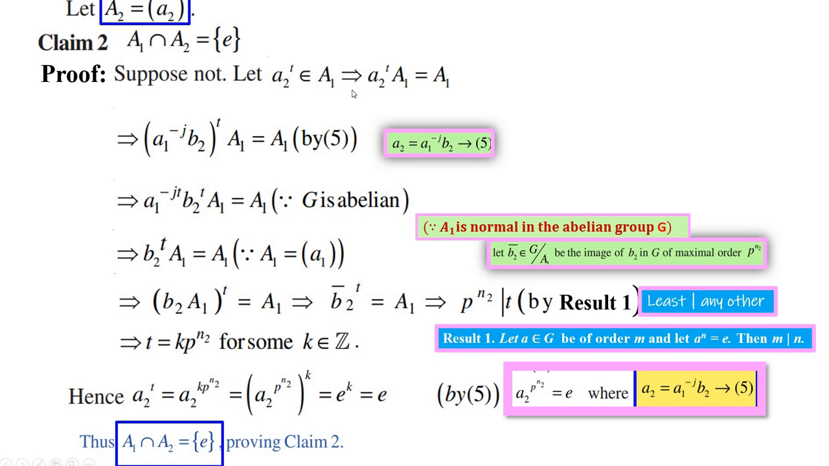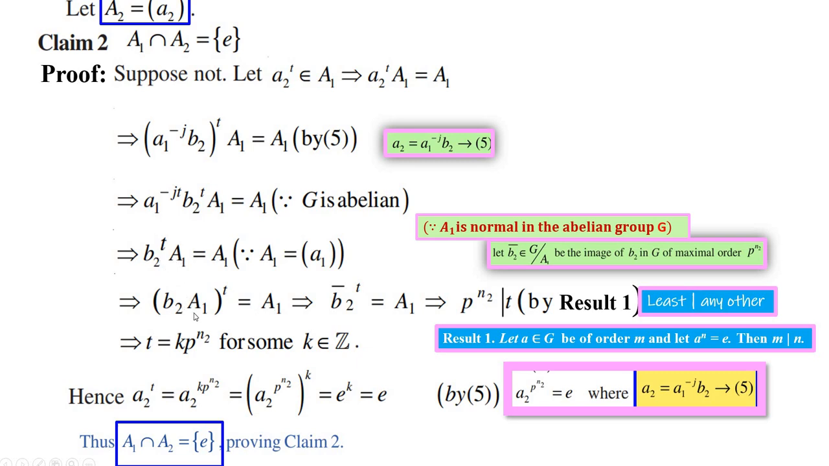a2^t belongs to A1, and this being a member, we have xH is equal to H if and only if x belongs to H. Using that result, we have this step, and here you are replacing your a2 by a1^(-j) b2 from 5. So this step that we have, and because G is abelian, we have this t going inside, so we have this, and the a1 being a member of capital A1, this will be absorbed, so you are left with b2^t A1 equal to A1. Now b2 A1 raised to t is A1.